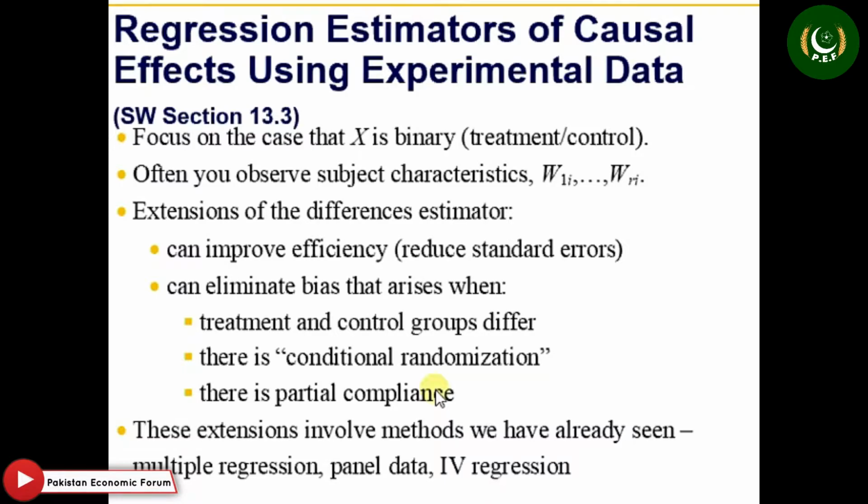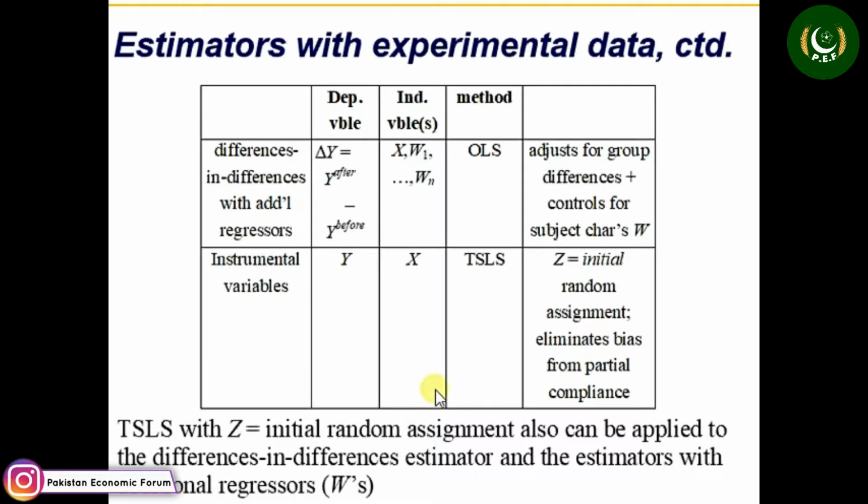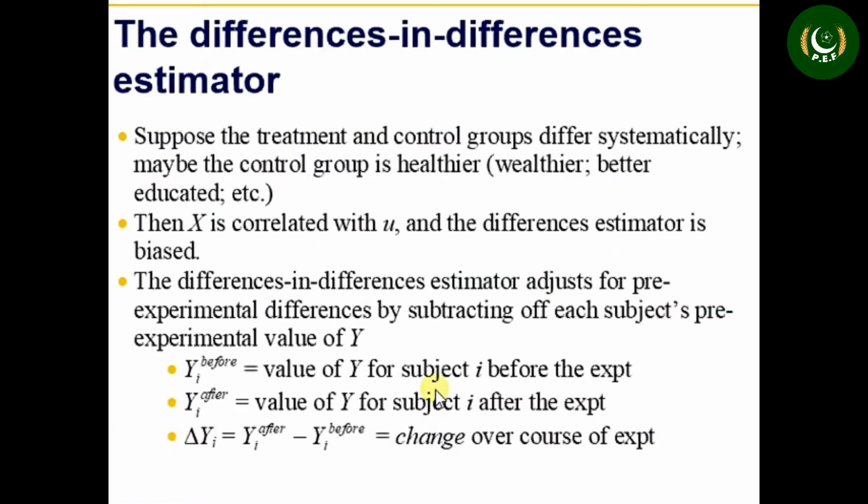So you see, if you have a simple regression, the differences estimator is y after minus y before. The differences in differences estimation method is the same as OLS and instrumental variable regression. So what are differences in differences estimators?